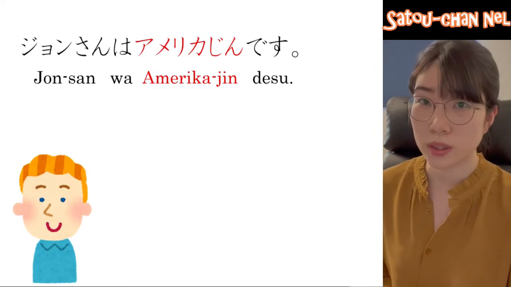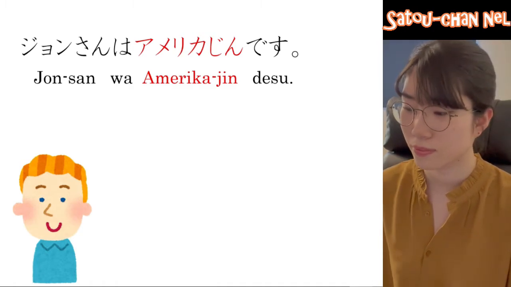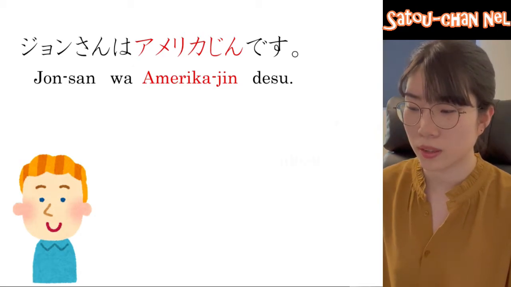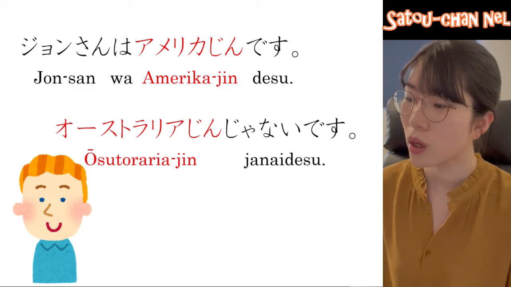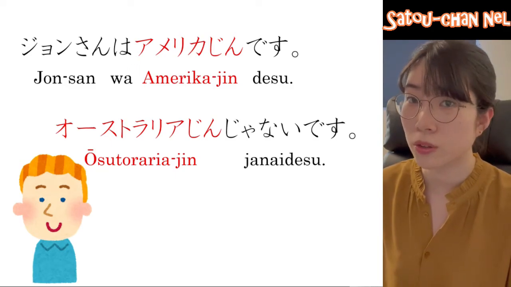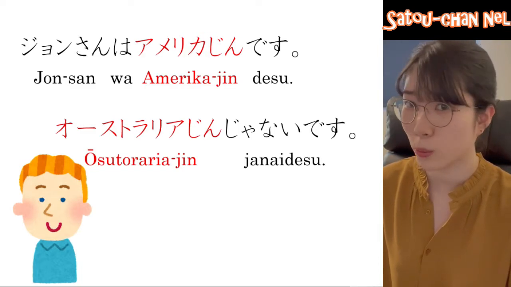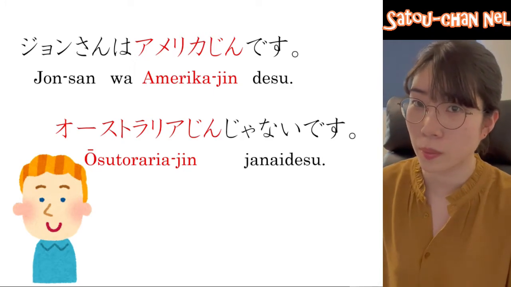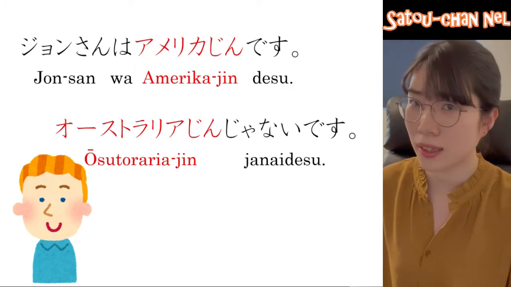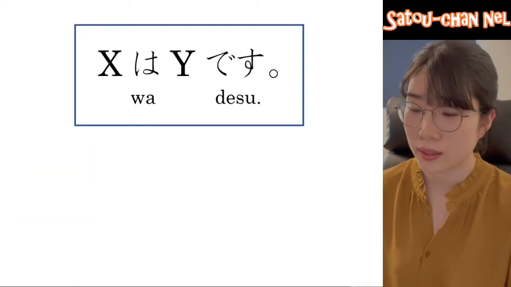ジョンさんはアメリカ人です。ジョンさん is this guy. And アメリカ人 means American person. So ジョンさんはアメリカ人です means ジョンさん is American. What about this one? オーストラリア人じゃないです。オーストラリア人 is Australian. And じゃないです means not, no. So ジョンさんはアメリカ人です。ジョンさん is American. オーストラリア人じゃないです。He is not Australian.